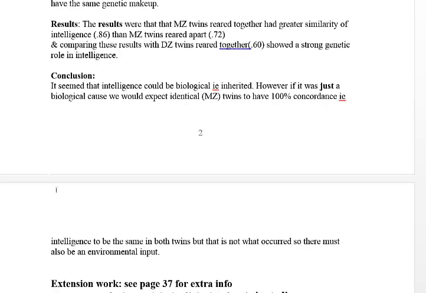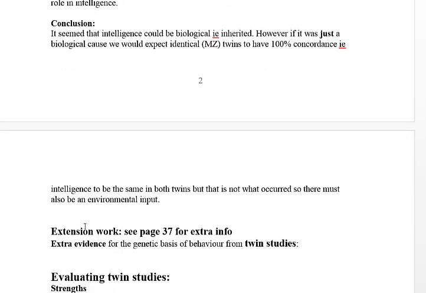So in any question you get on twin studies, you're really looking to use some of these keywords. You need to be talking about concordance levels. You would need to refer to MZ versus DZ twins. You should be including nature and nurture, and environmental versus biological factors, and talking about any characteristic, behavior, something like that.